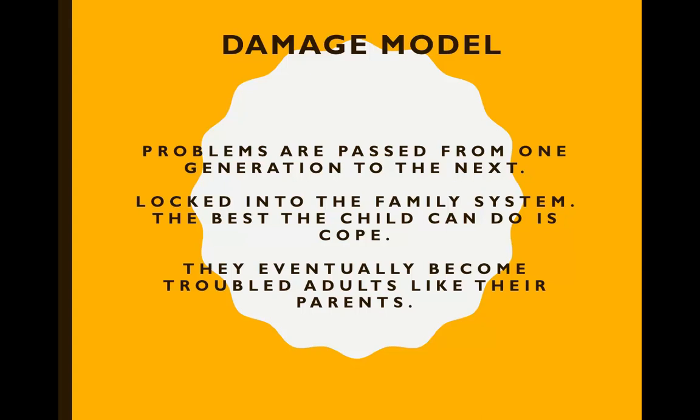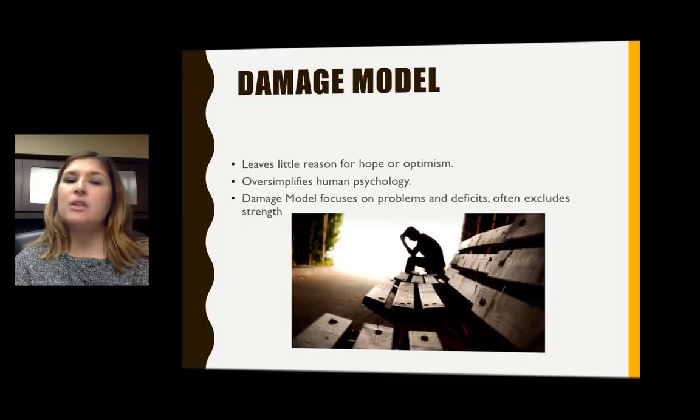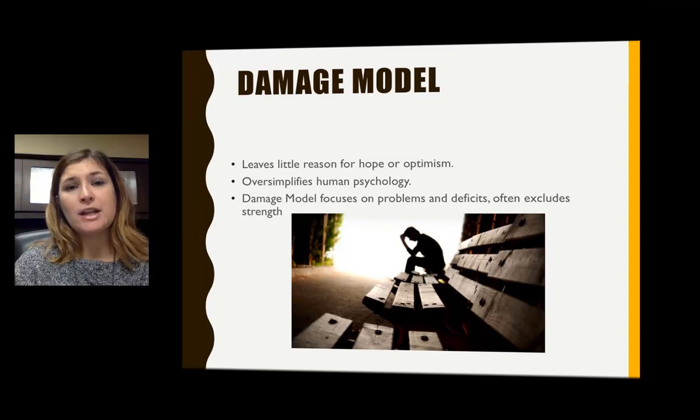In this model, the only solution for a child is to cope. However, over time, the children's attempts to cope take a toll on them, and they eventually become troubled adults like their parents. The problem with the damage model is it doesn't take into consideration that those children and adolescents develop resiliency factors despite their environment.